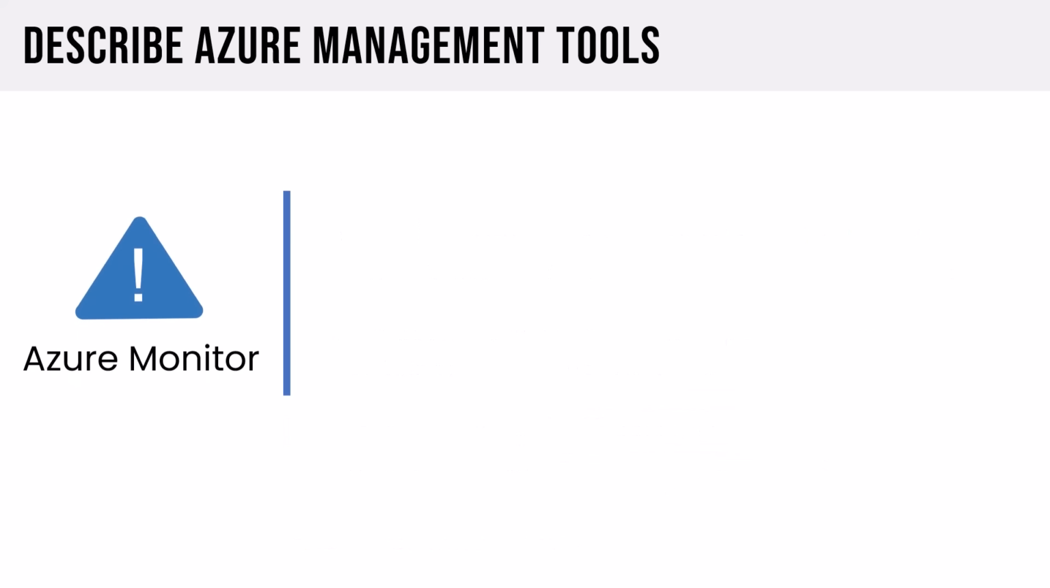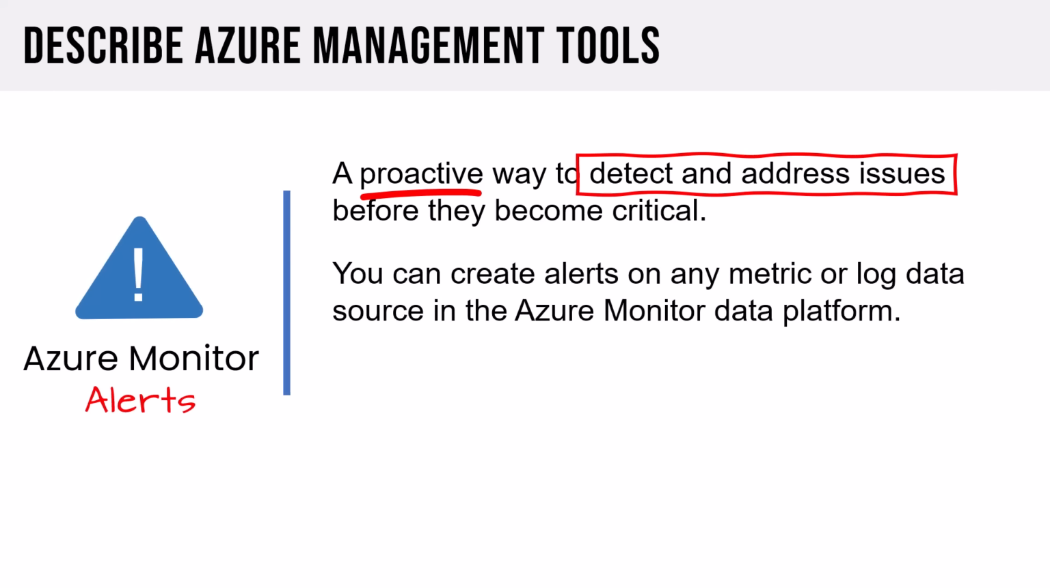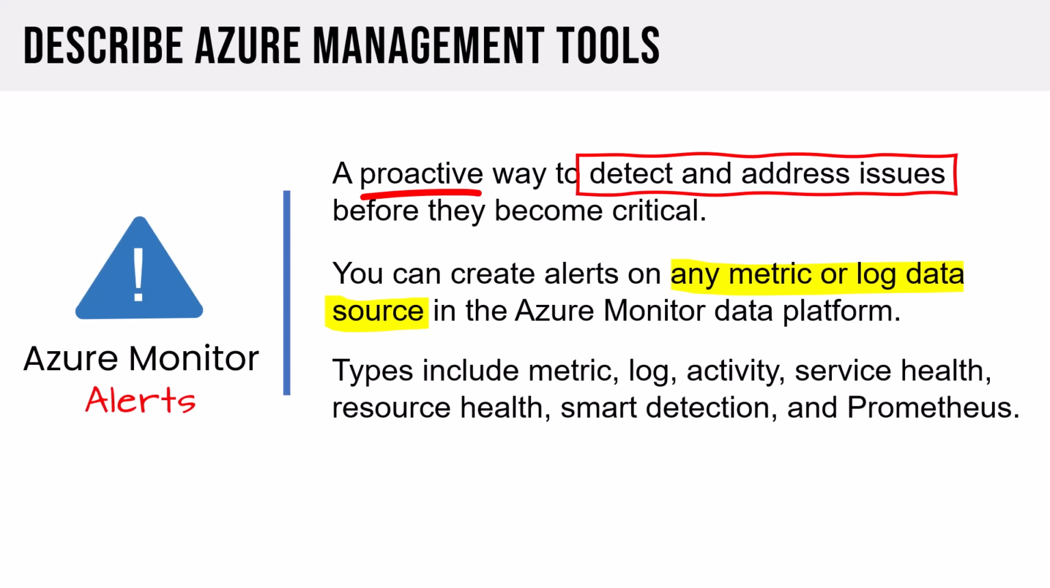And next up we have Azure Monitor Alerts. So alerts are a proactive way to detect and address issues before they become critical problems. You can create alerts on any metric or log data source in the Azure Monitor data platform. There are a number of alert types. You've got metric alerts, which would work on performance metrics, log alerts, activity alerts, alerts around service and resource health.